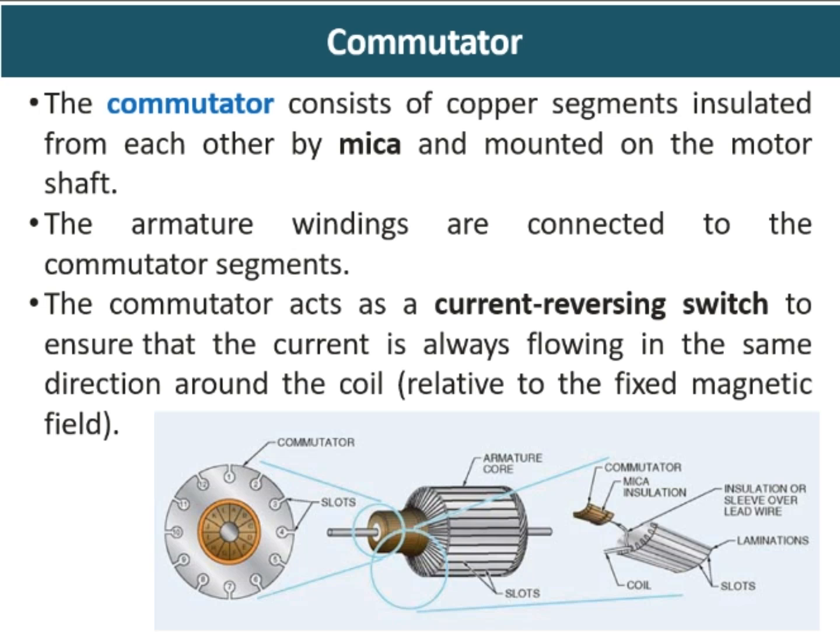The armature windings are connected to the commutator segments. The commutator acts as a current reversing switch, automatically reversing the current to ensure that the current is always flowing in the same direction around the coil relative to the magnetic field. Otherwise the motor will start to vibrate backward and forward. To prevent that and allow the rotor to continuously rotate, we have to reverse the current when the coil is turning. For that we use the commutator.